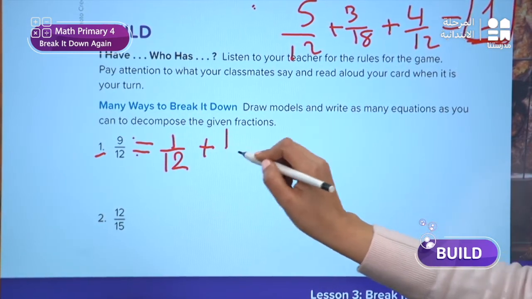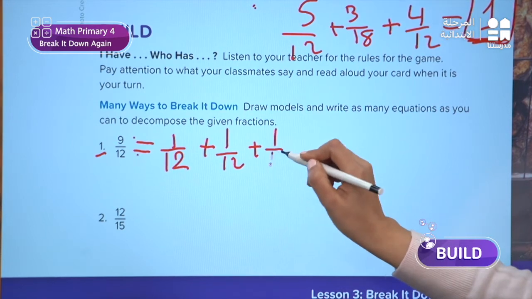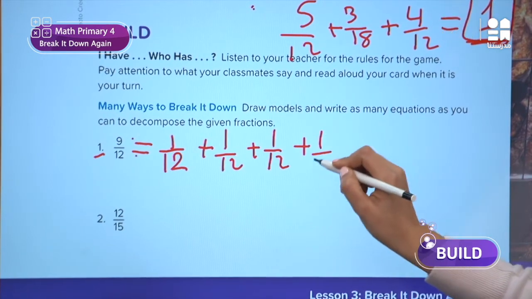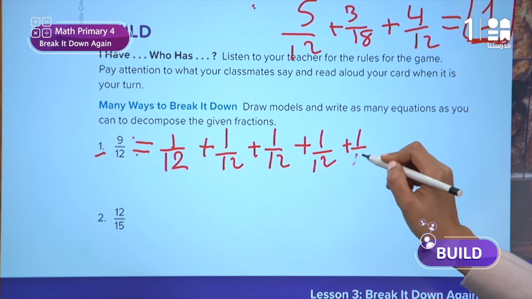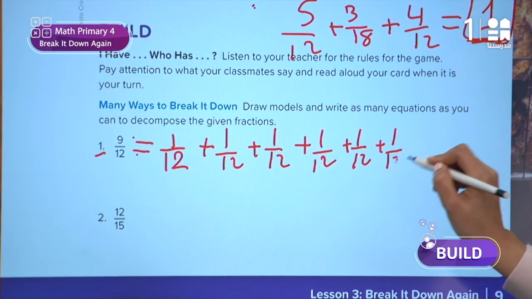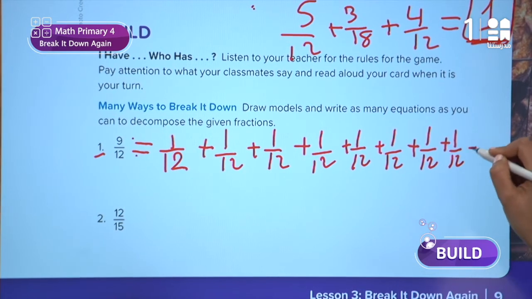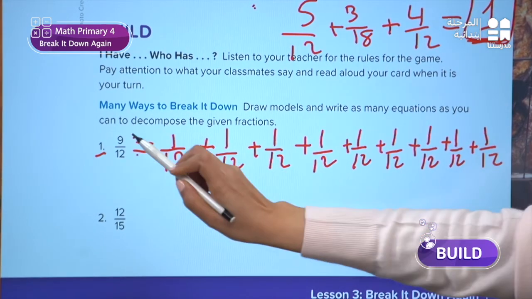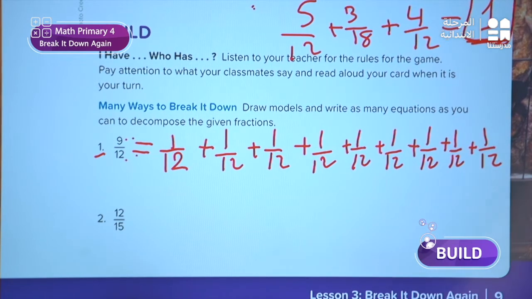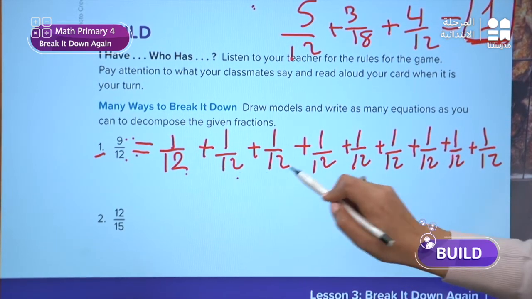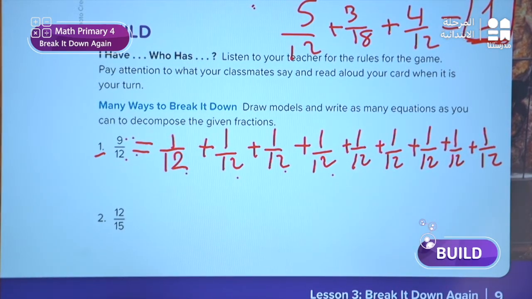1 over 12 plus 1 over 12 plus 1 over 12. And let's continue. 1 over 12 plus 1 over 12 plus 1 over 12. Again, plus 1 over 12 plus 1 over 12 plus 1 over 12. So what does 9 over 12 mean? I will decompose it into nine 1 over 12, as you see here. And this is what is called the unit fraction.